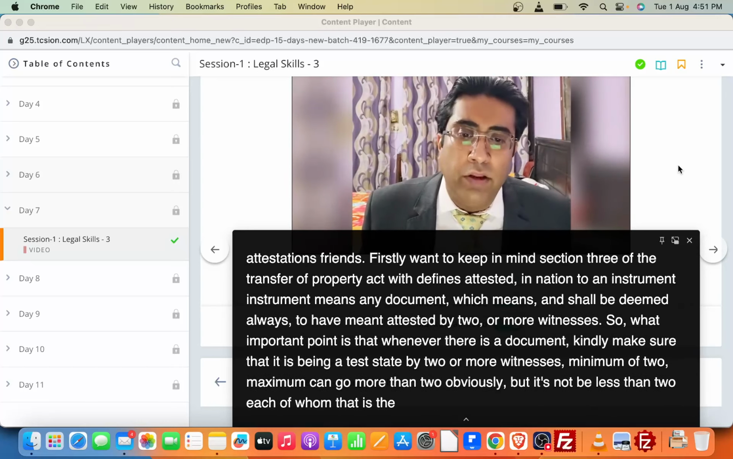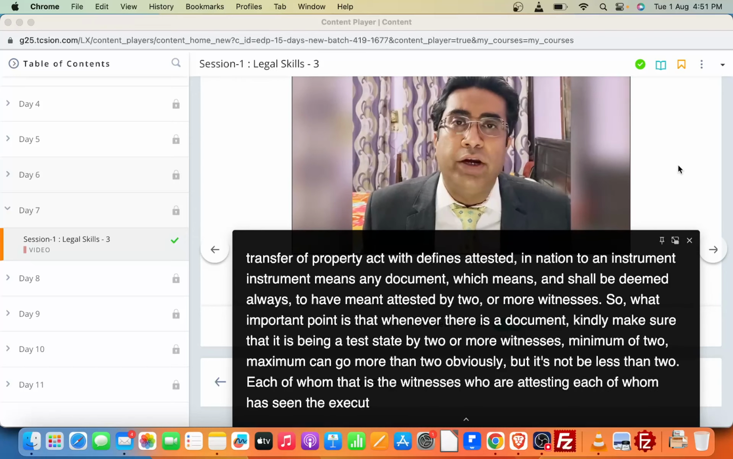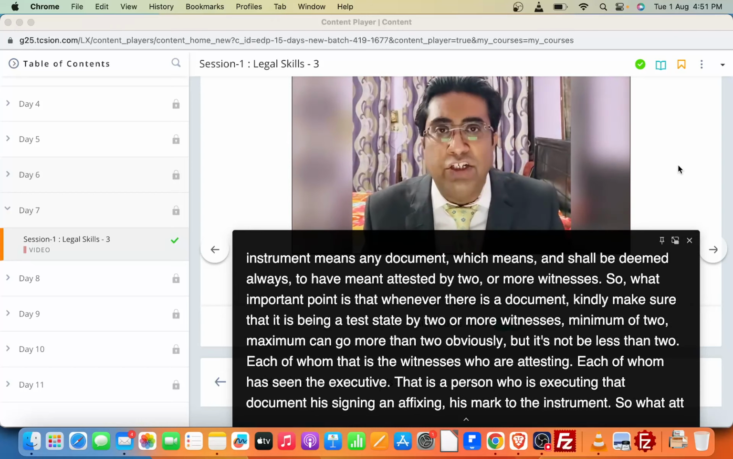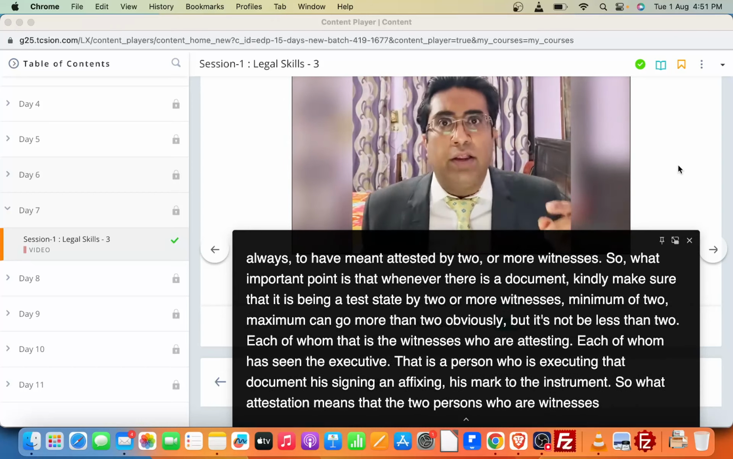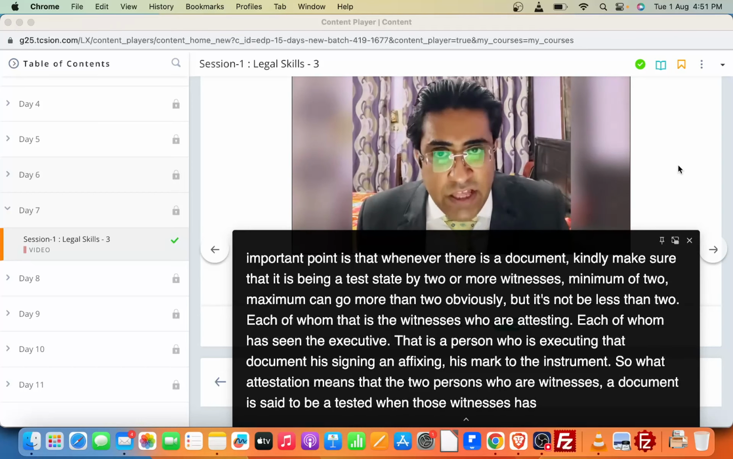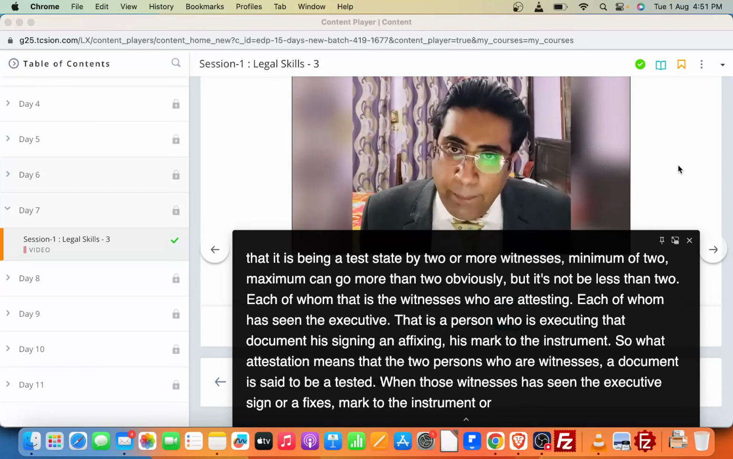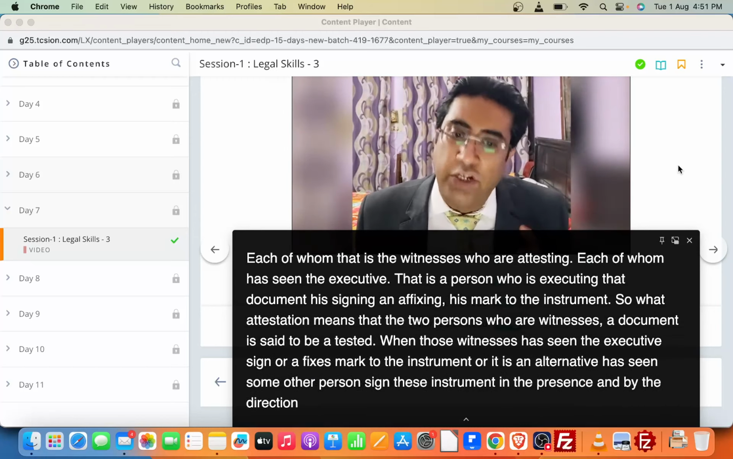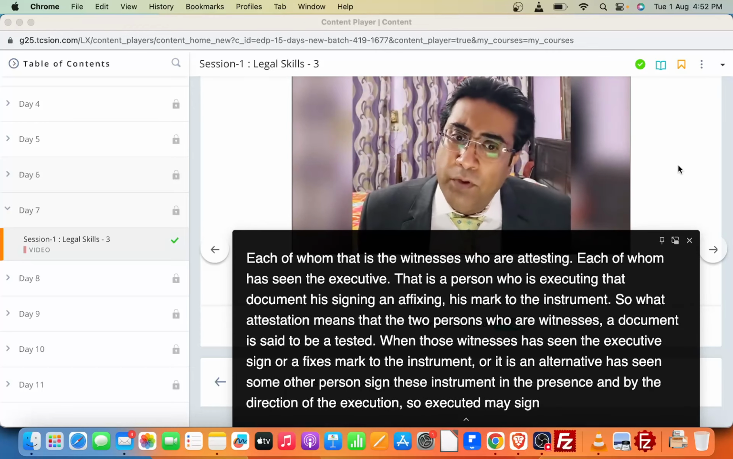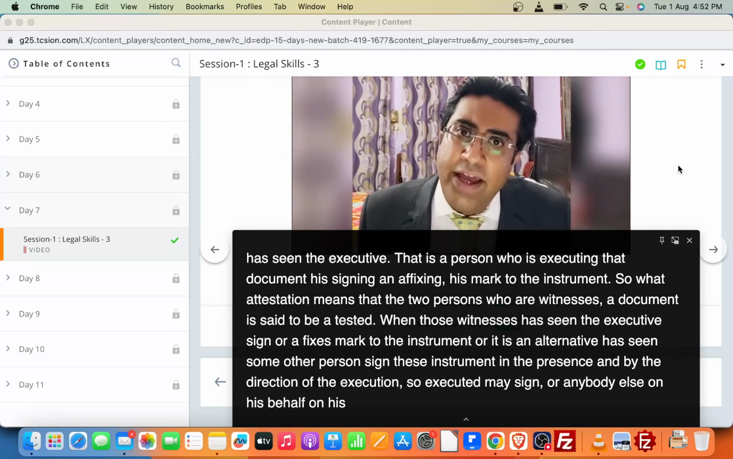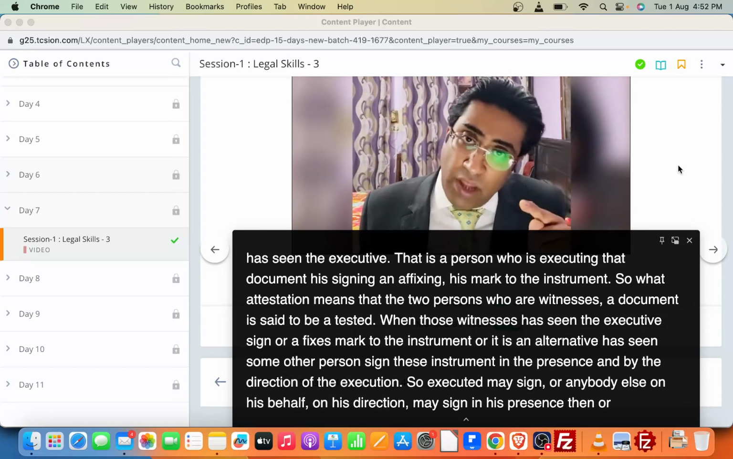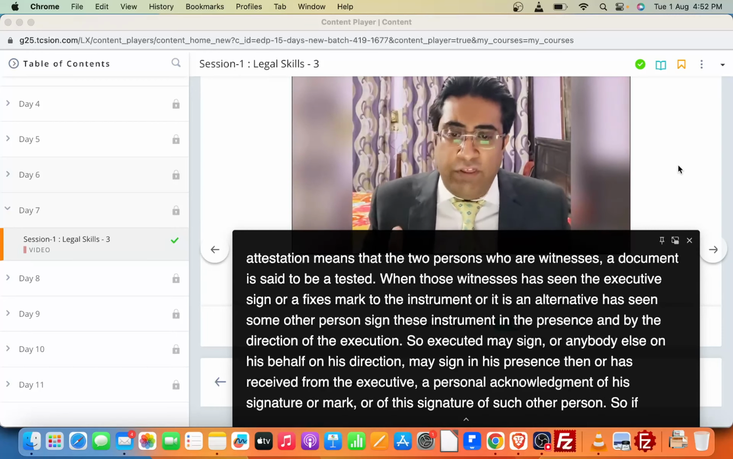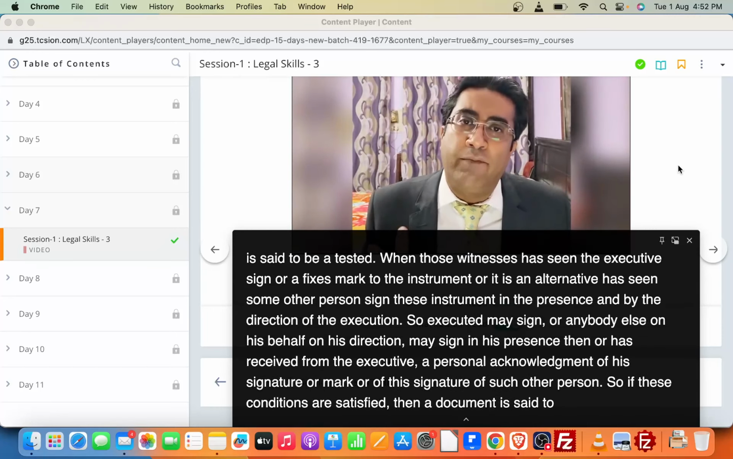Minimum of two, the maximum can obviously go more than two, but it should not be less than two. Each of whom, that is the witnesses who are attesting, has seen the executant, that is the person who is executing that document, signing and affixing his mark to the instrument. So a document is said to be attested when those witnesses have seen the executant sign or affix his mark to the instrument, or alternatively, have seen some other person sign the instrument in the presence and by the direction of the executant. So the executant may sign, or anybody else on his behalf, on his direction, may sign in his presence. Or the witness has received from the executant a personal acknowledgement of a signature or mark, or of the signature of such other person. So if these conditions are satisfied, then a document is said to have been properly attested.